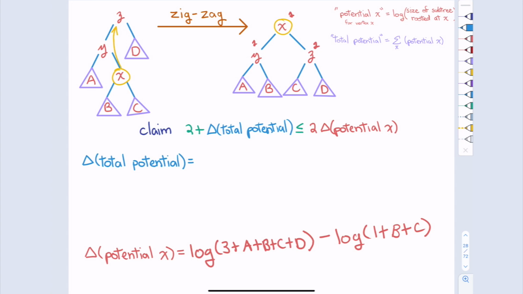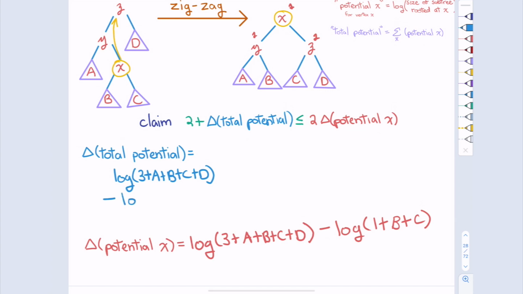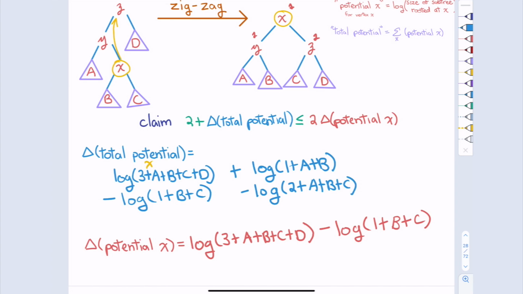So the change in total potential might be something like, first for X, you'd have log of 3 plus A plus B plus C plus D. Actually, let me do it like this. So this is for X. But before, it was log of 1 plus A plus B plus C. So that would be X's contribution to the change in total potential. That's just for X. Y would look like, I guess, log of 1 plus A plus B. But it used to be bigger. So the subtree at Y actually got smaller. So that's the contribution of Y.